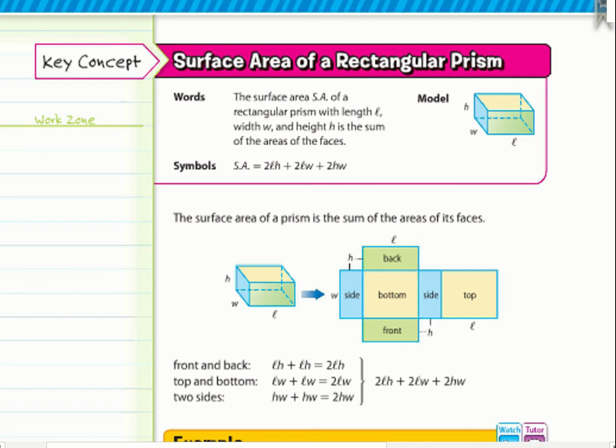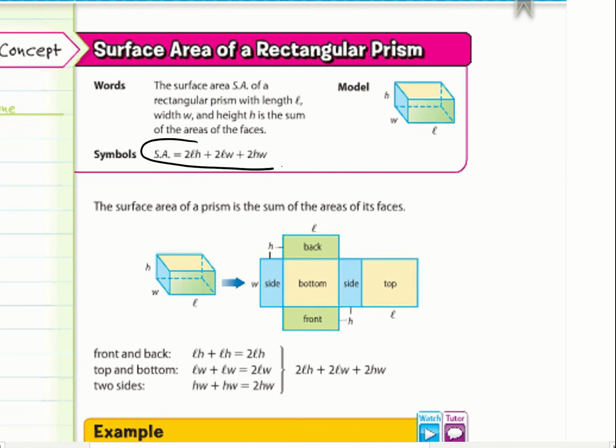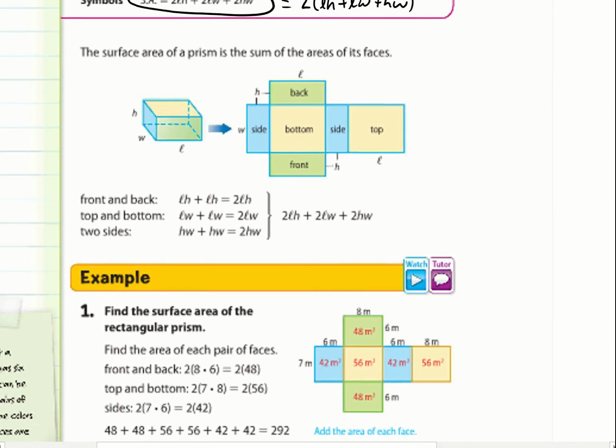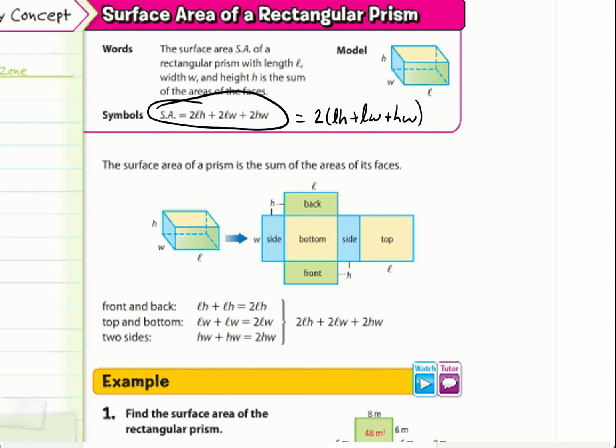So here's the key concept. Remember, the key concept tells us how to solve. The surface area of a rectangular prism with the length, width, and the height is the sum of all the areas. So the way we could create a formula, surface area equals 2 times the length times the width, plus 2 times the length times the height, plus 2 times the height times the width. Or we can distribute the 2 and do 2 times LH plus LW plus HW. You can add all those together and multiply it by 2. These equal the same thing. So just remember, surface area is the area of all the sides.